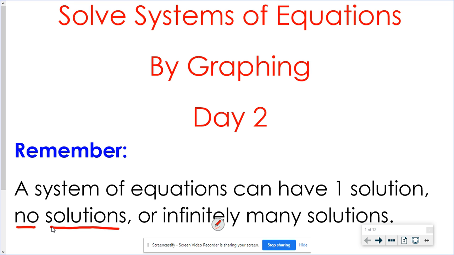Or we can get infinitely many solutions. Now remember, that's the number of solutions we can get. The solution that we would write would be all points on the line, because every point that's on one of the lines is also on the other line.